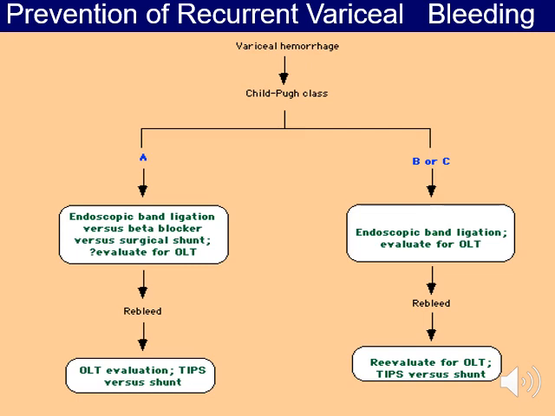And if he rebleeds, you will go for TIPS or shunt or transplantation if you didn't do it from the beginning. But if he is B or C, endoscopic ligation first, and if he rebleeds, you will go for TIPS or shunt.